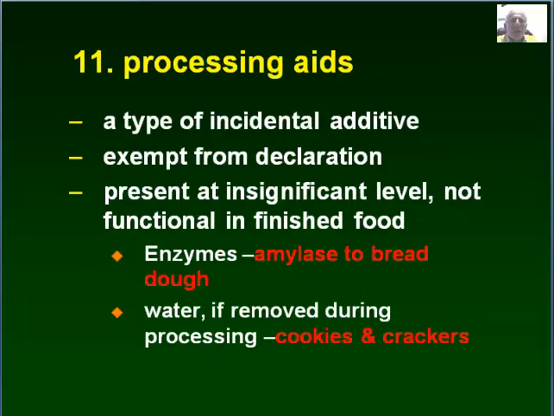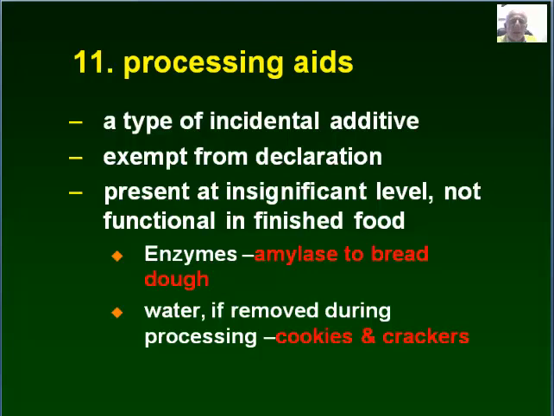Processing aids, it's a type of an incidental additive, so it's exempt from declaration. They're usually present in insignificant levels and are not functional in the finished food. A couple examples here. Enzymes are sometimes added to bread dough to break down the sugar. Amylase is one that oftentimes is used. This would not need to be declared in the ingredient statement.